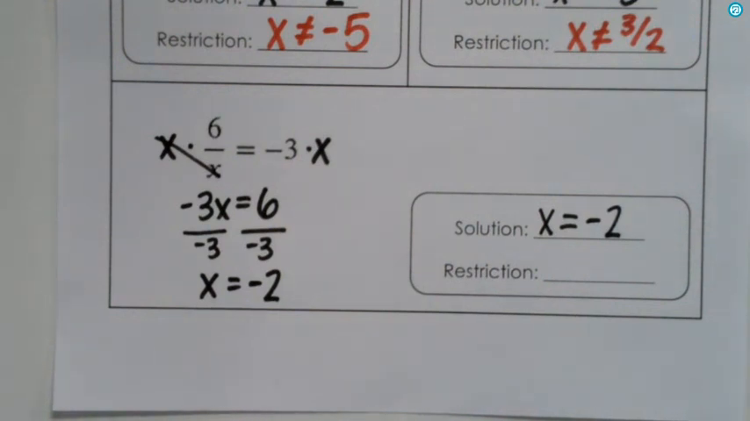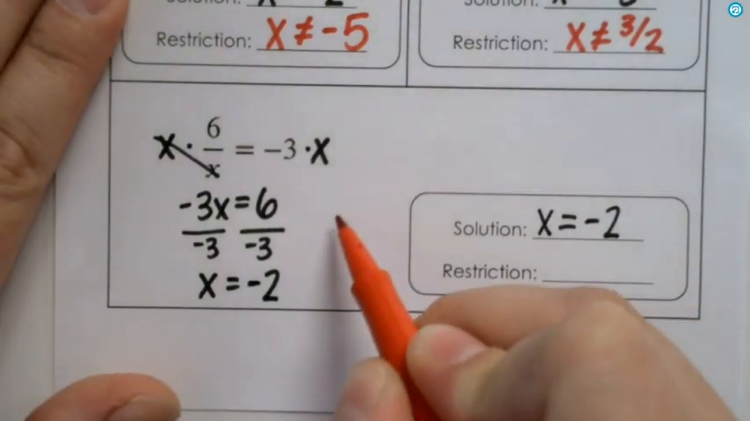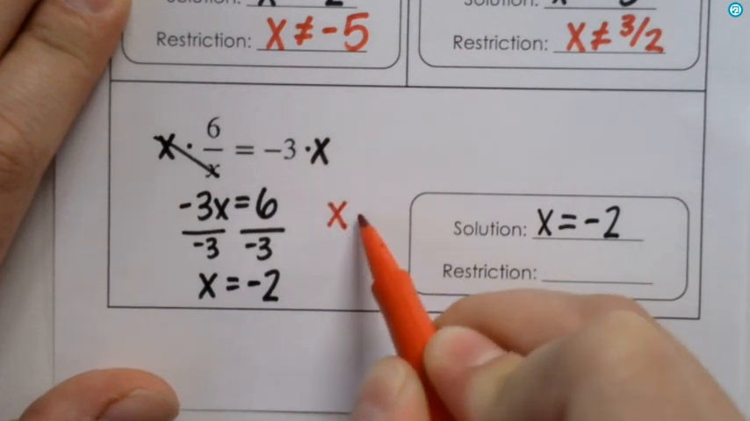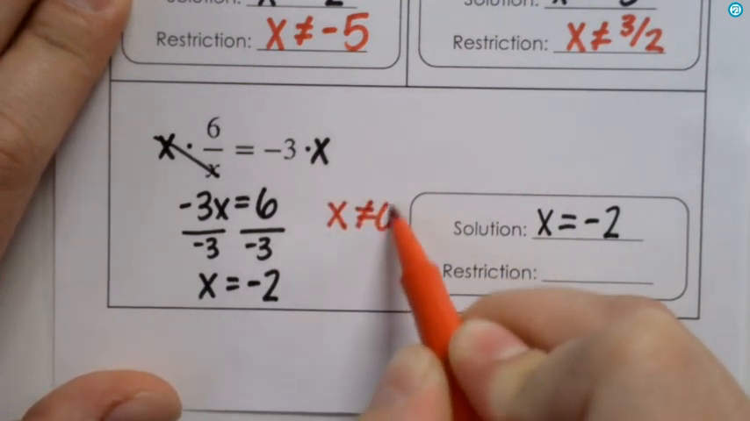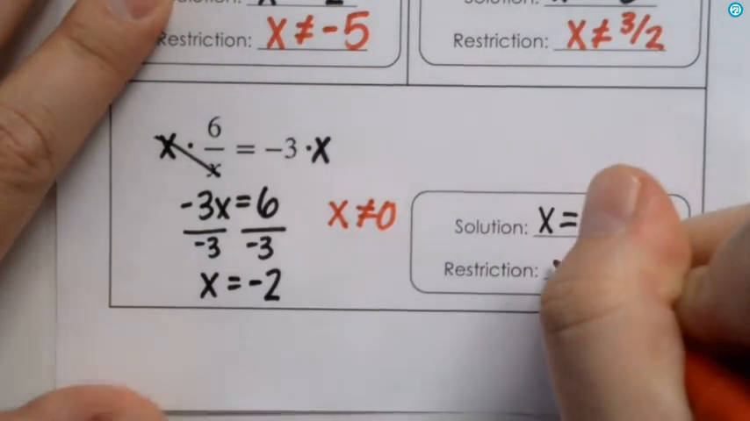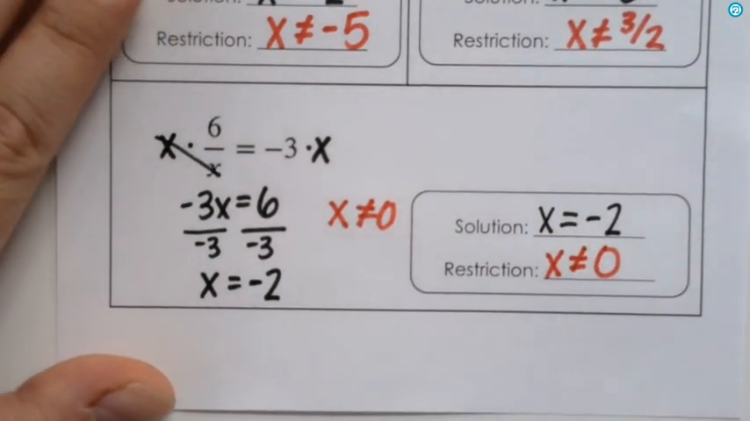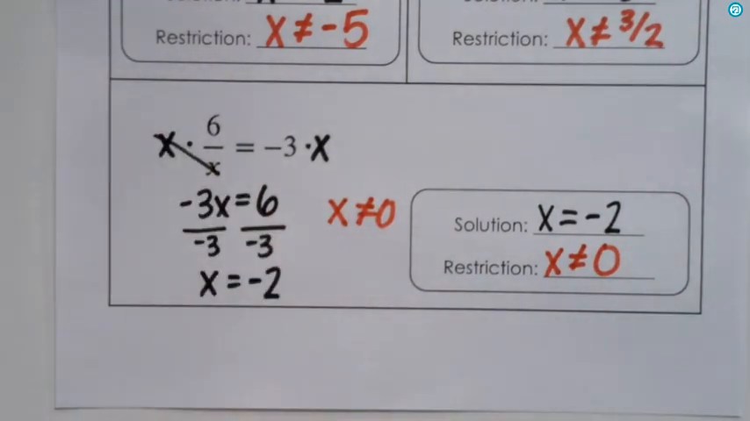Okay, for my restriction, what is in the bottom of my fraction? X, just x. So just x is what cannot equal 0. So I don't need to do anything to solve that. My restriction is just x cannot equal 0, okay? Any questions right now?